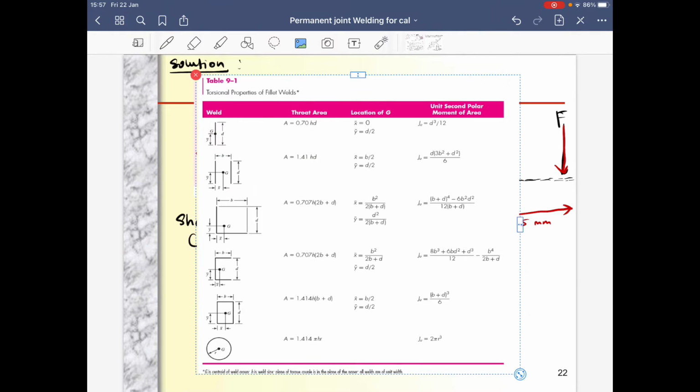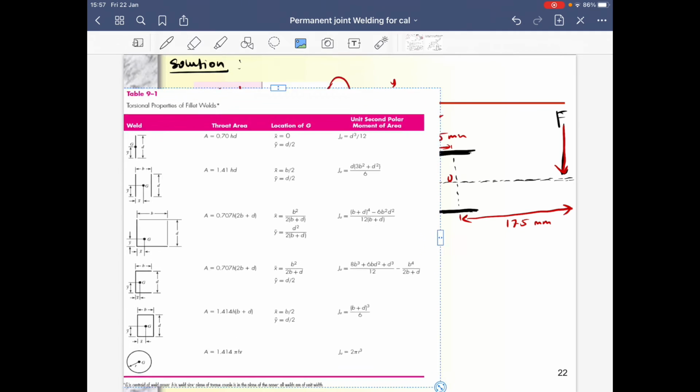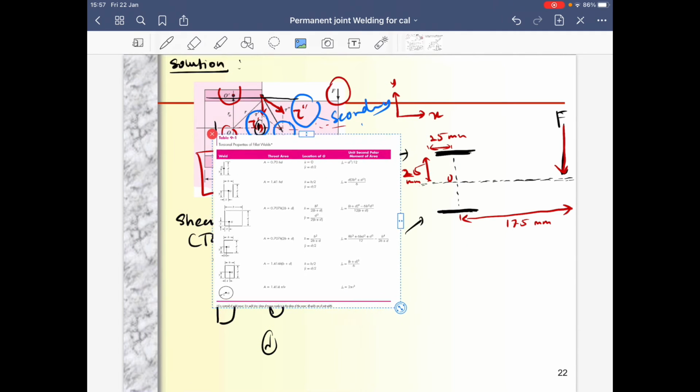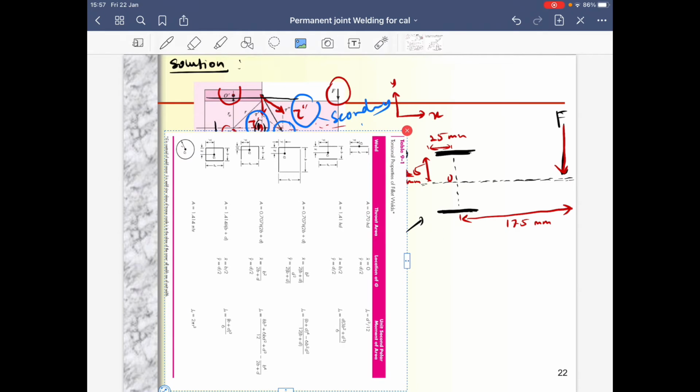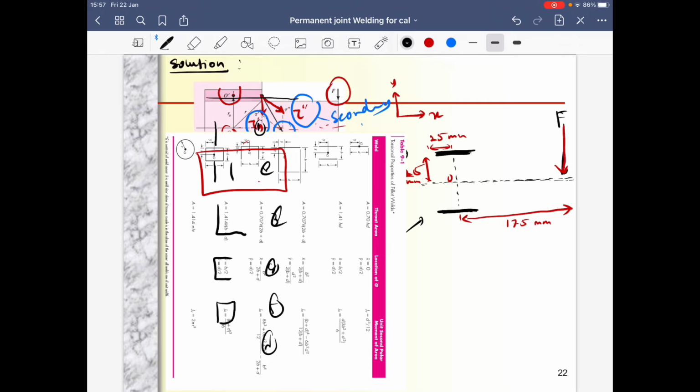Why? Because if you look at number 2, I'll make it smaller. If you look at number 2, you just turn it around, and you see that the fillet is almost the same. And this one as well. So that's why we use property class number 2 in the torsional properties of fillet welds. Okay, I hope that's clear why we use class number 2, or category 2.